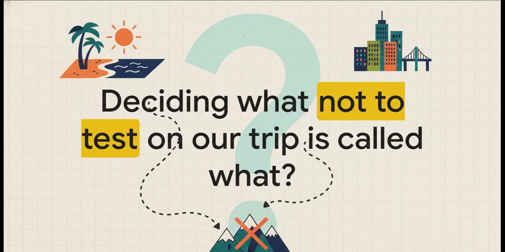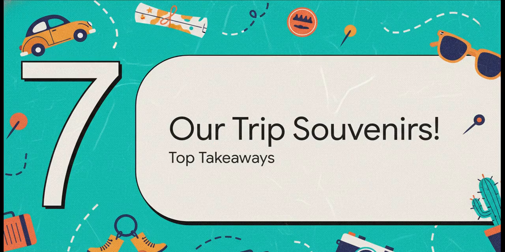And for question number 2, in our bank app story, when we decided which parts to test and which parts to skip, what was that called? Deciding what's in our trip and what's out of our trip? That's called the scope. You guys are brilliant. Well done.